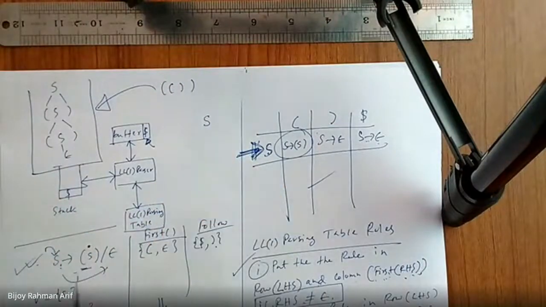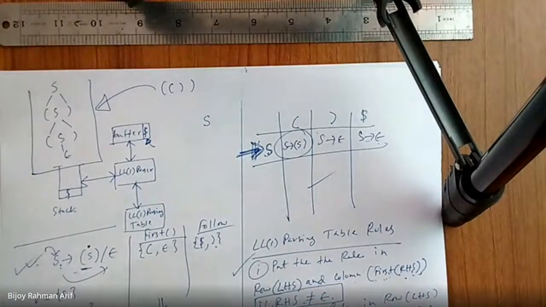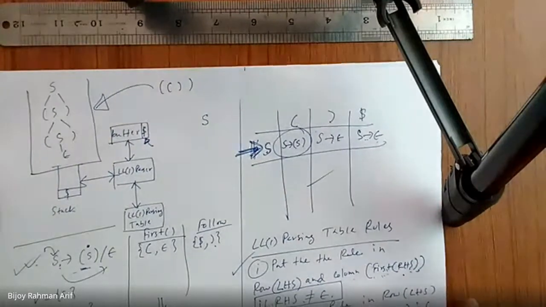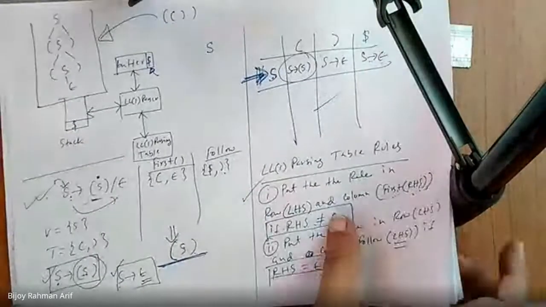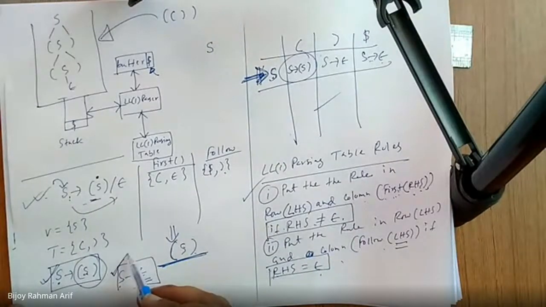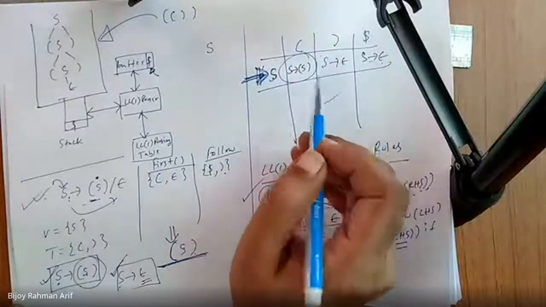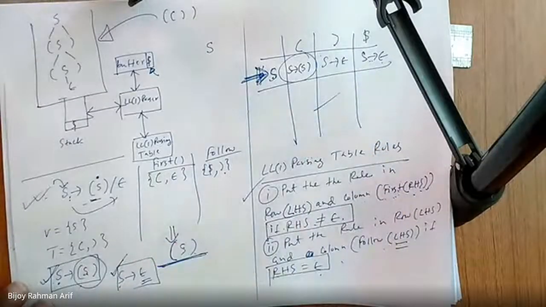Whenever S can derive to this one and S can derive to epsilon, there is a question of choice. Am I right? When S can derive to this one and S can derive to this one, there is a question of choice. So how can you answer that question? By creating the parse table. So the thing is, how can you use the parse table?